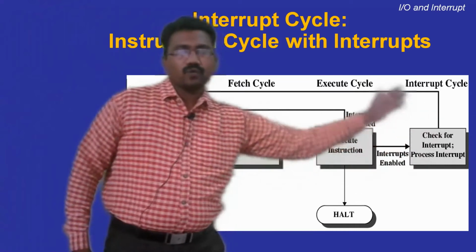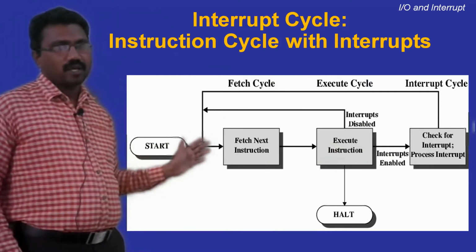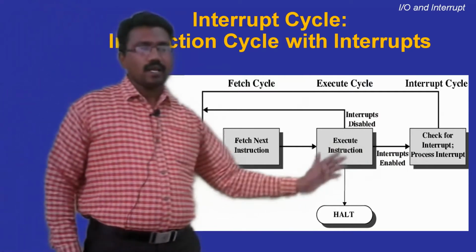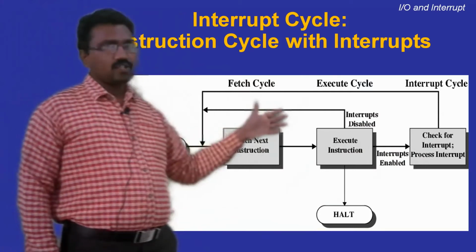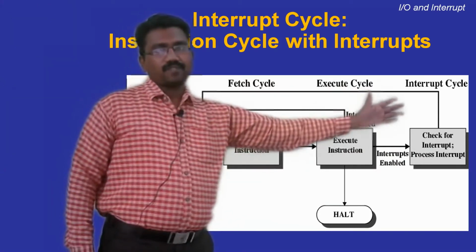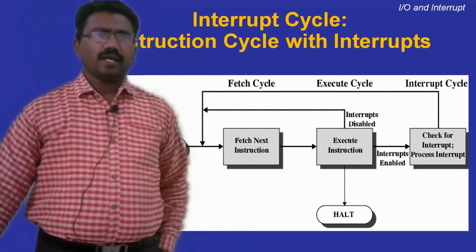process the interrupt, and again control goes back to the first step, fetch the next instruction from the memory. This process will repeat until the end of the program. Is it clear? Fetch cycle, execute cycle, and interrupt cycle. This is the basic definition of the interrupt cycle.